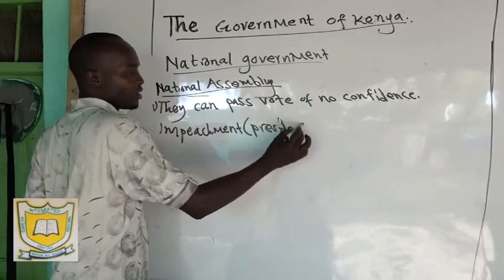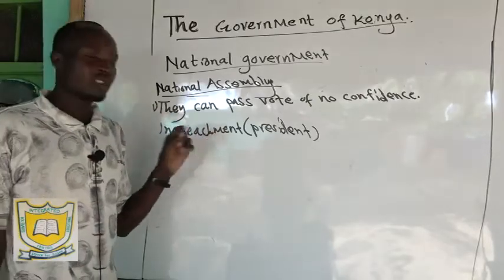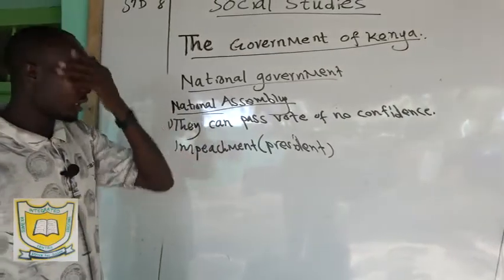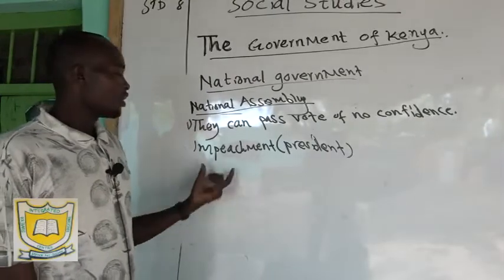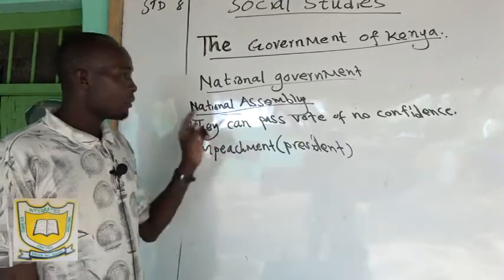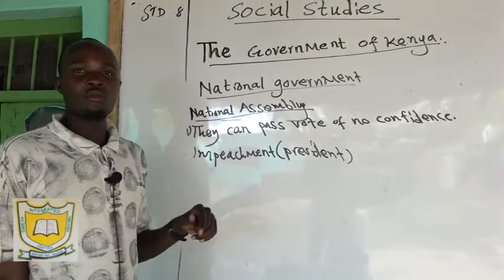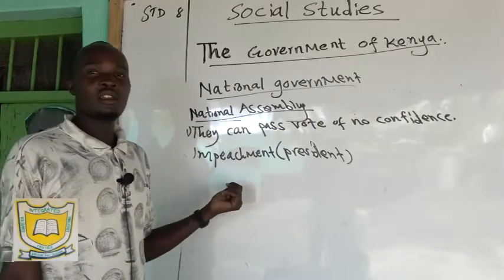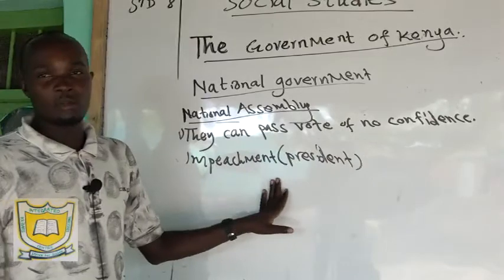So we are saying this. In case the president violates the law of Kenya, remember we said that the constitution is the supreme law that rules people of any given country like Kenya. So in case the president violates the law of Kenya or the constitution, then the parliament can sit down, then they vote against the president to move out of the office. So this is what we call the vote of no confidence, or impeachment.